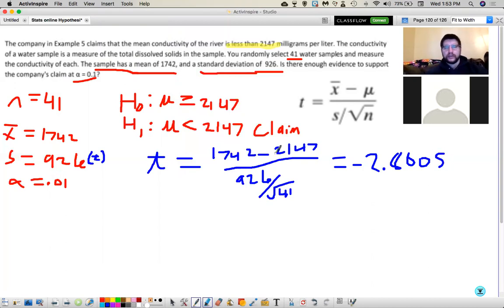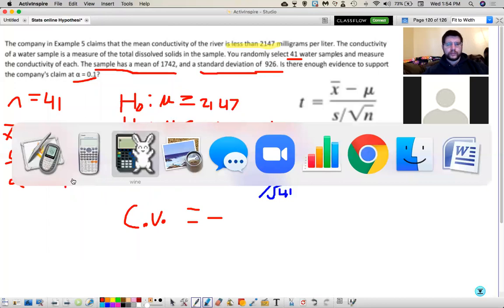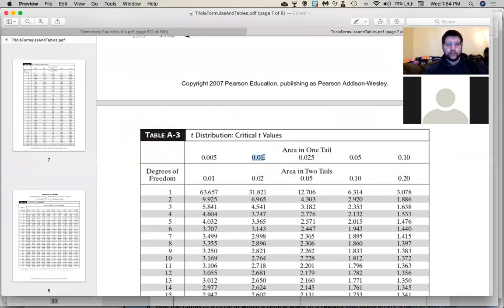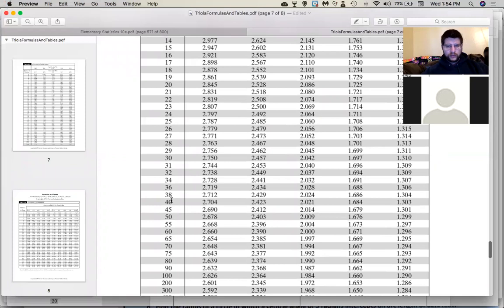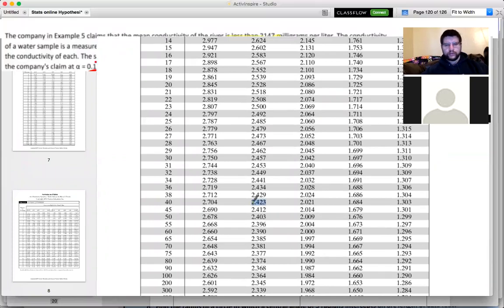Okay. So let's see. That's our test statistic. Next is the critical value. N is 41, so 40 degrees of freedom. Left tail, so it's going to be negative 0.01. So 0.01 in one tail is again the second column. N is 41, degrees of freedom is 40. Right here, second column, 2.423.